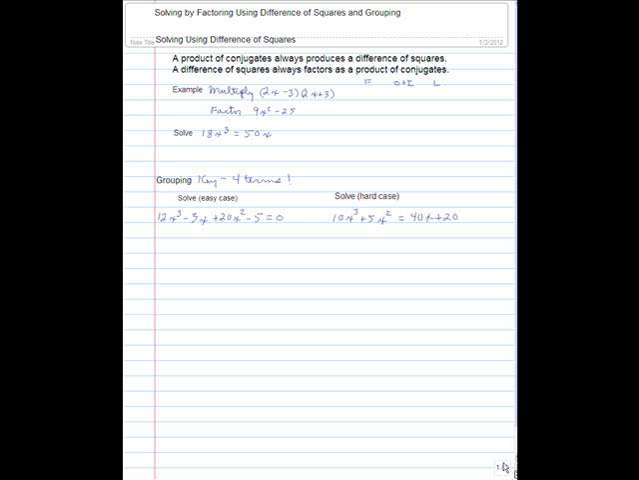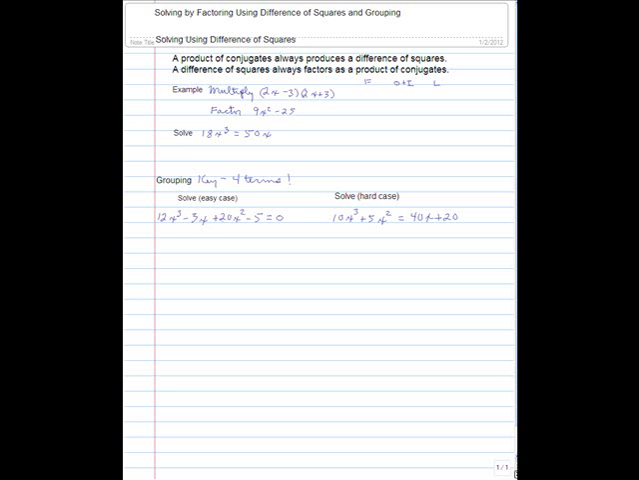In this podcast, we're going to look at more solving of quadratic equations. Earlier, we solved quadratic equations by factoring, using factoring a trinomial or unfoiling. This time, we're going to try two different factoring methods for solving quadratic equations. Let's recall the two methods we're going to use, by the way, are using difference of squares and grouping.